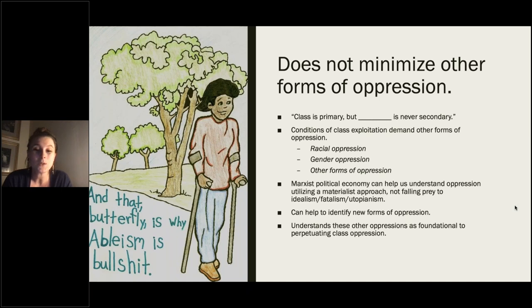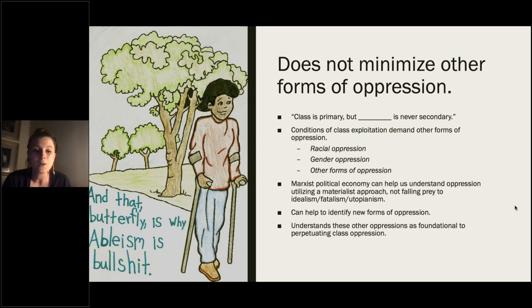Marxist political economy can help us to identify new forms of oppression, right? So obviously we've had lots of different rights movements that have emerged. Not anything necessarily super new, but we can see that maybe folks weren't as aware of certain kinds of oppression, for instance, LGBTQ oppression, as they are nowadays. And usually that's because people are able to look at it from a materialist perspective and say, okay, this is where this kind of oppression comes from. This oppression is connected to that oppression, where you get the double oppressions or the triple oppressions in some cases. And understanding these other oppressions is foundational to perpetrating class oppression. This is how it all kind of connects.